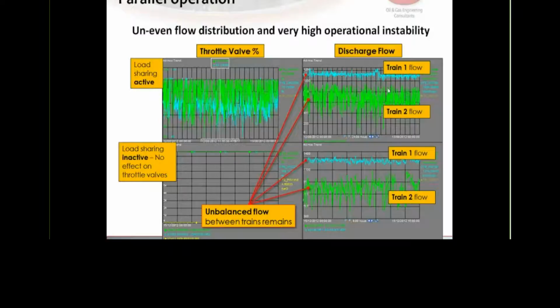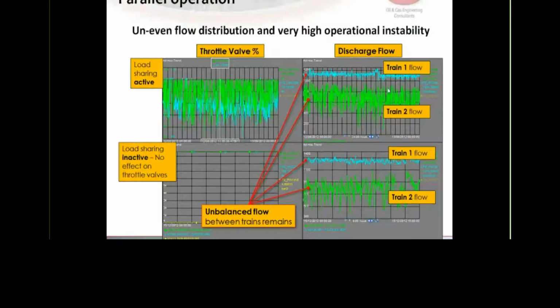from both trains. As Marco explained earlier, they have a dissimilar flow going through each train, even though they have load sharing active. So this is one of the issues that we have to figure out. When we did performance analysis of the compressors, we figured out that the two compressor trains have historically had different performance and therefore could never match flows through the conventional load sharing method.